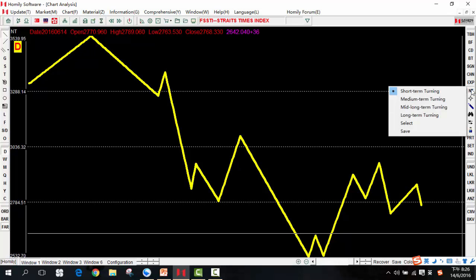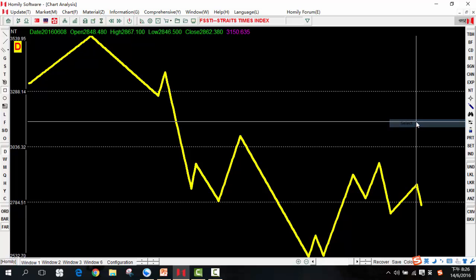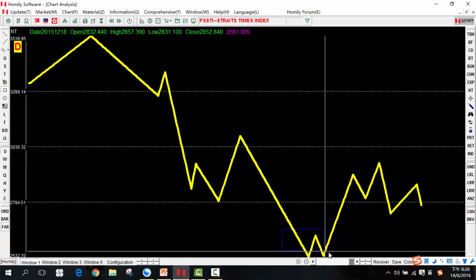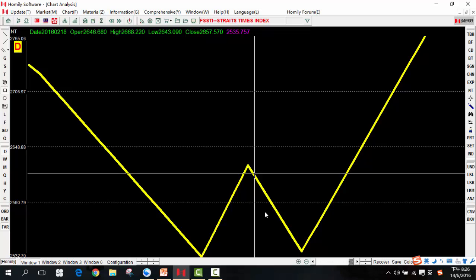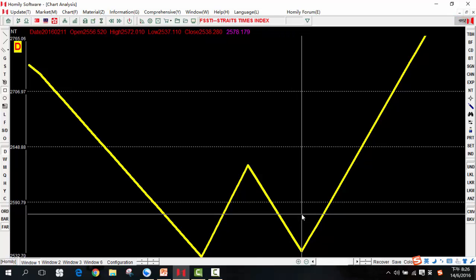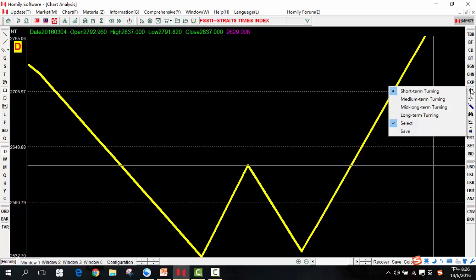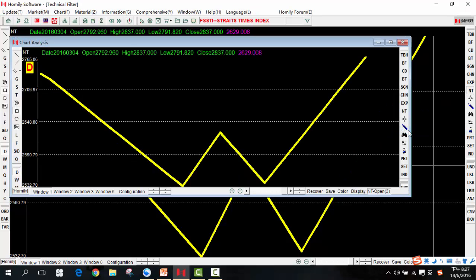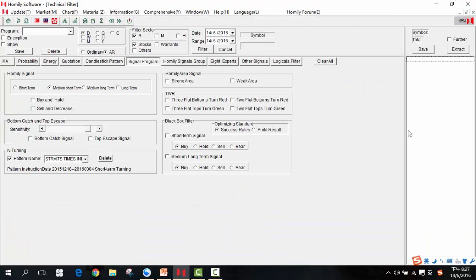Firstly, we should click the NT, then click the select. Then we can choose this pattern. This is the double bottom, right? Then we choose, then we can click NT, then click save. Click save, then this filter platform appears. Then we just click filter. See whether there are some patterns like the double bottom or not. So we can use this pattern to filter some stocks.